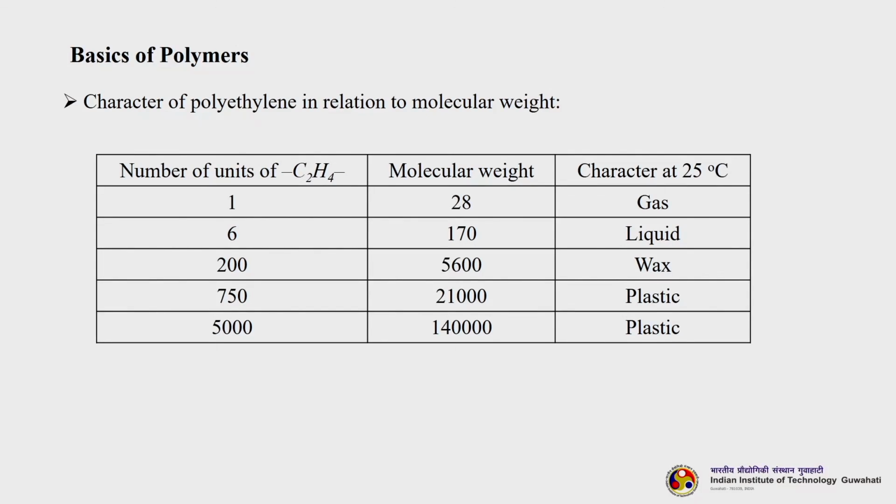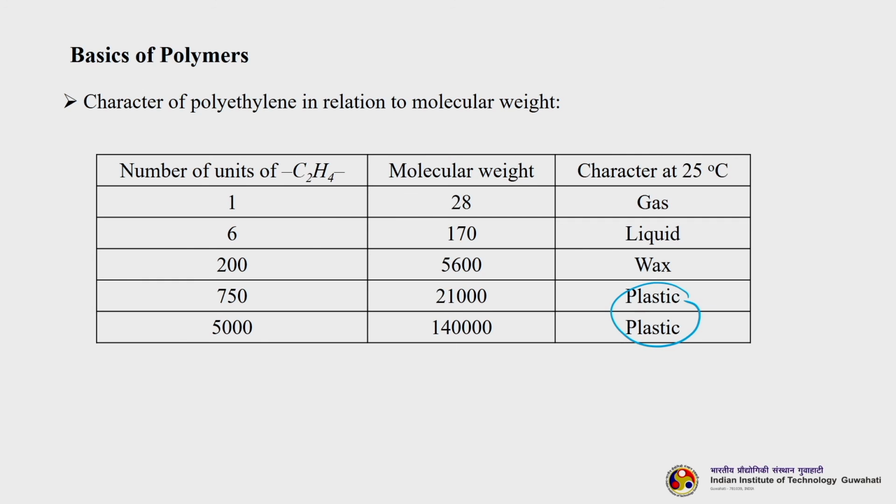When the number of units is only 1, its molecular weight is 28 and its characteristic feature at 25 degree centigrade is that it behaves as a gas. When we increase the number of units to 6, the molecular weight increases to 170 and it behaves as a liquid. Further, when we increase the number of units to 200, the molecular weight jumps to 5600 and it becomes like wax. Then again we increase to 750 or 5000 or more. Their molecular weight just keeps on increasing, and they become plastics.